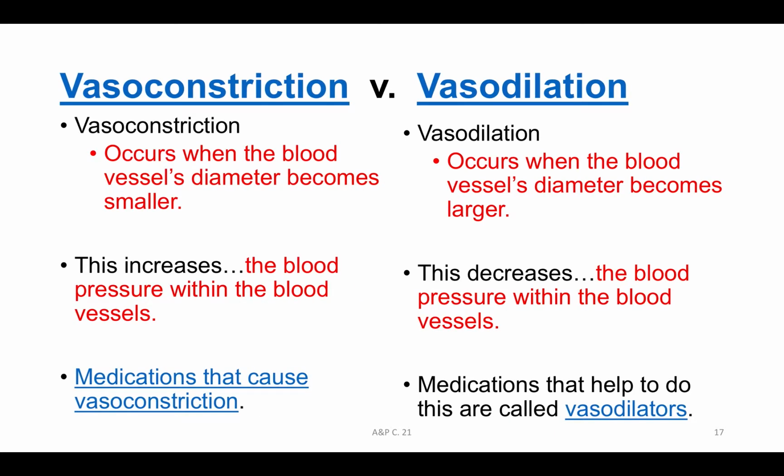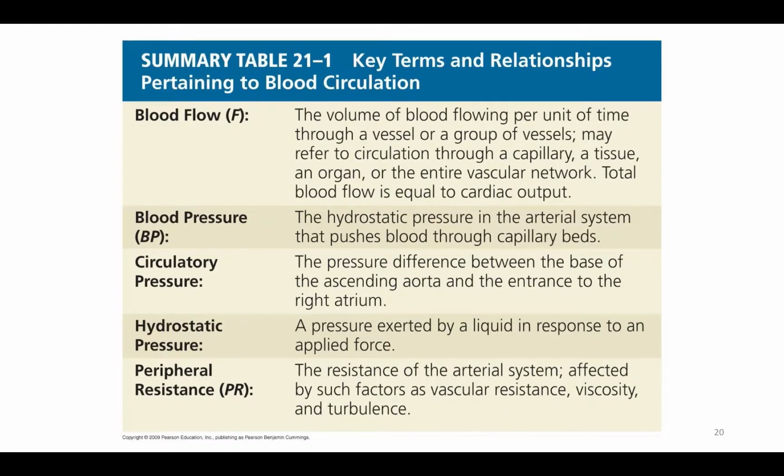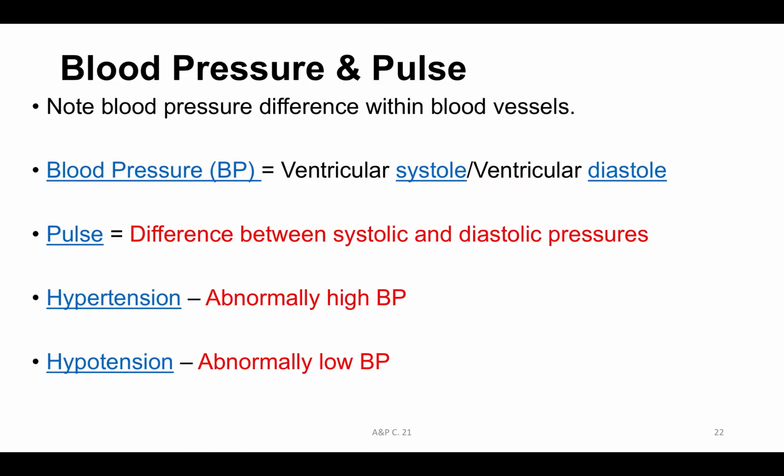We talked about vasoconstriction and vasodilation. Remember, vasoconstriction occurs when your diameter becomes smaller and it increases the blood pressure. Vasodilation is when our blood vessel's diameter becomes larger, and this is going to decrease our blood pressure. We then talked about the physics of blood flow and how that works. But the last thing you need to know for your test is blood pressure and your pulse.